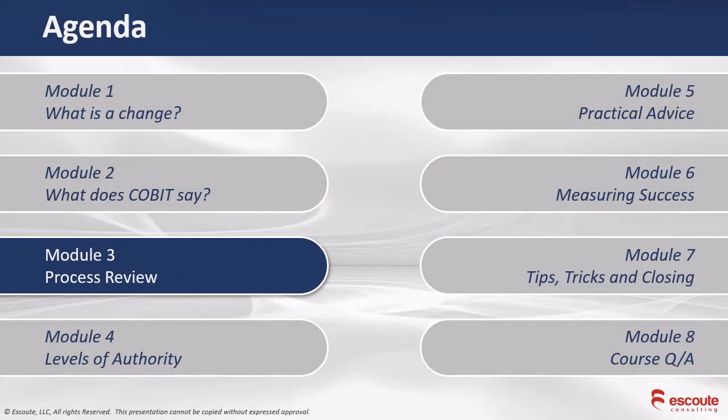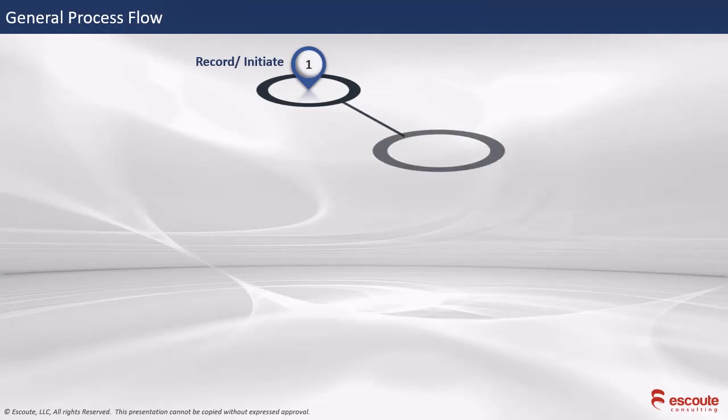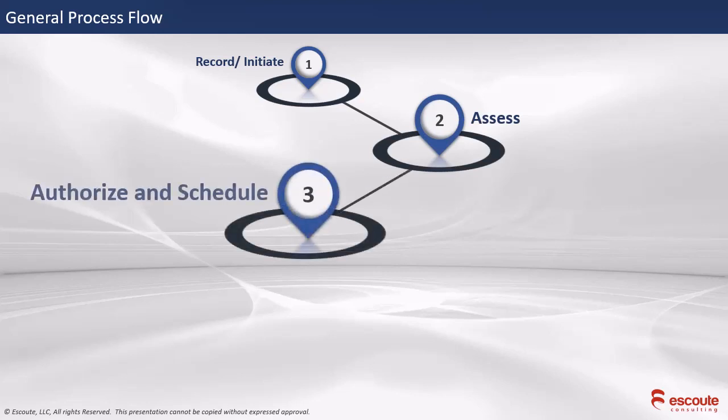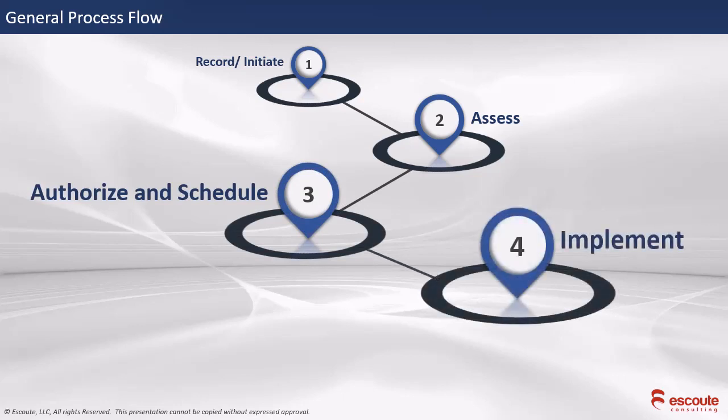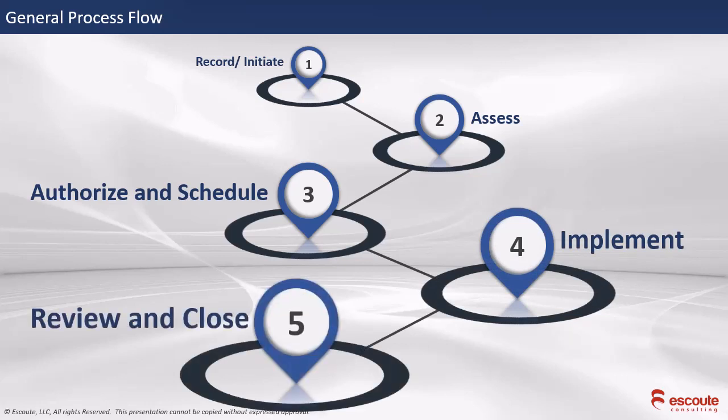Okay, one of the things that you noticed in Cobit is it does not give us a step-by-step guide, unlike other frameworks out there. So what do I think a general flow of this process called change management is? Number one, we need to record and initiate a change. Following that, somebody has to assess it. Once it's assessed, it gets authorized and scheduled. Following that, it gets implemented and that change is closed and reviewed.